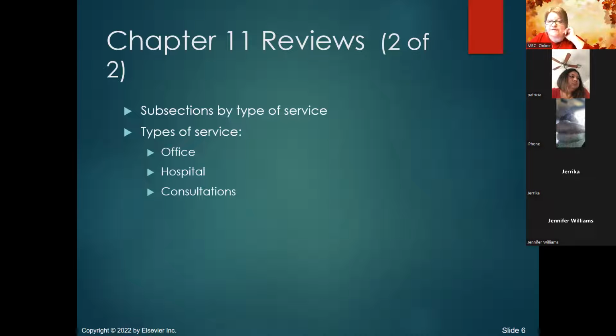In your hospital services, anything that happens at the hospital, and that could be outpatient or inpatient. And there is a huge difference between outpatient and inpatient. We're going to talk a little bit more about that in a few minutes too.